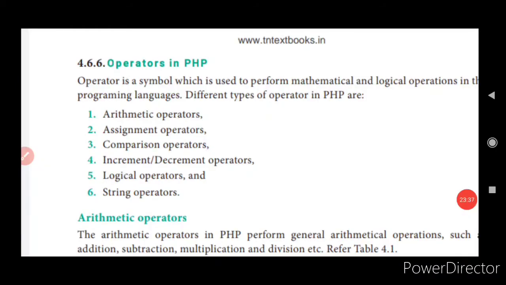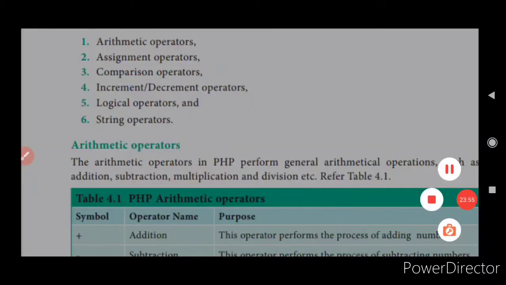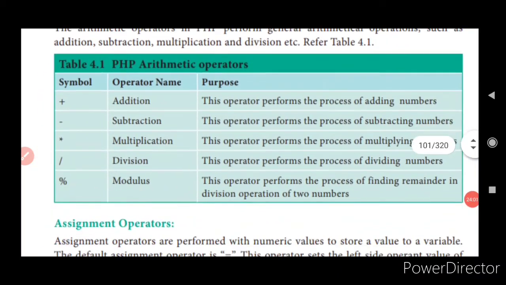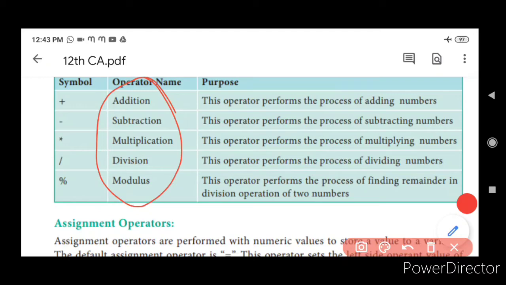Now let us move on with the next topic, operators in PHP. There are many types of operators: arithmetic, assignment, comparison, increment, decrement, logical and string. What is an arithmetic operation? Arithmetic operations are addition, subtraction, multiplication, division and modulo. What is modulo? Modulo gives the remainder of your division. Yes, addition, subtraction, multiplication, division and mod.